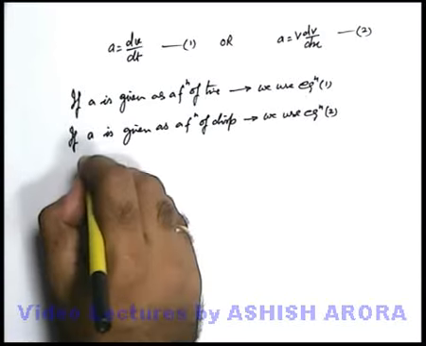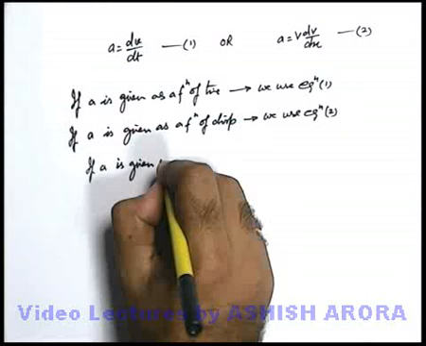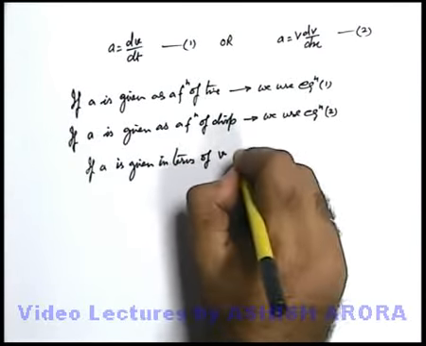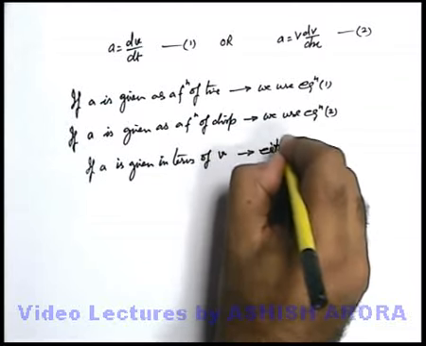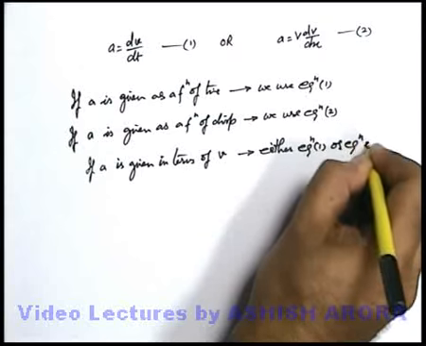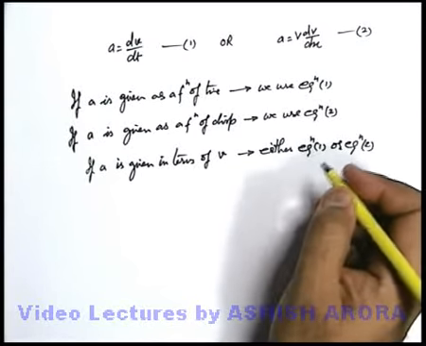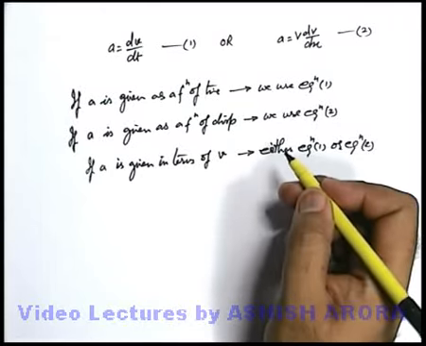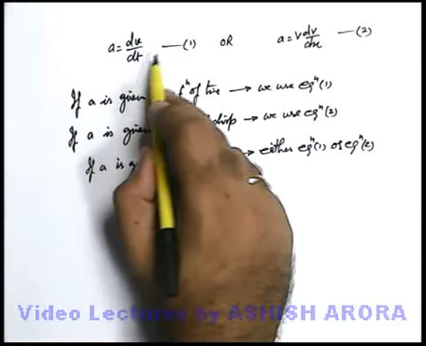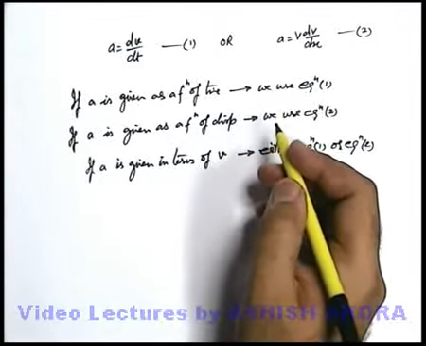Sometimes it may happen that a is given in terms of velocity, then we can use either equation 1 or equation 2, which depends on the requirement of data in the problem, or whatever is required in the problem. Based on that we use equation 1 or 2, whether it is related to a time function or a displacement function. That will be clearer with the help of some examples.